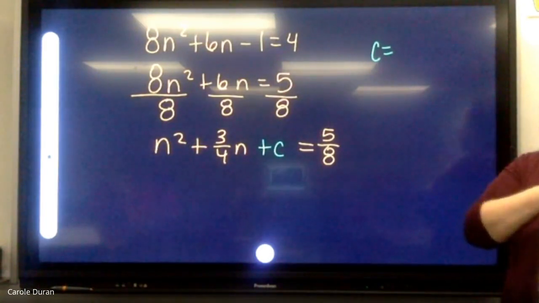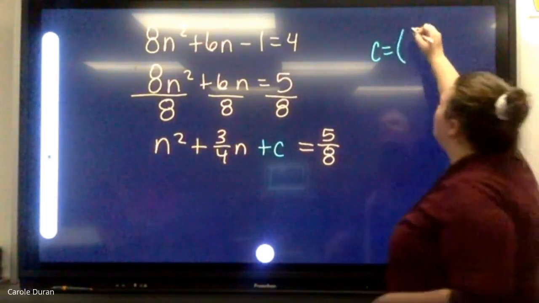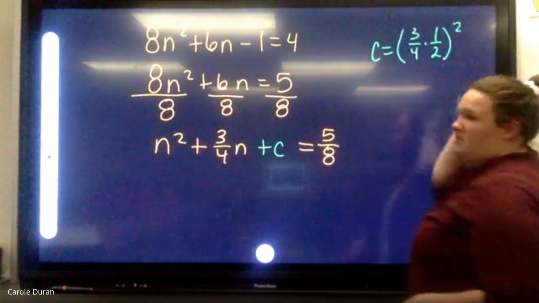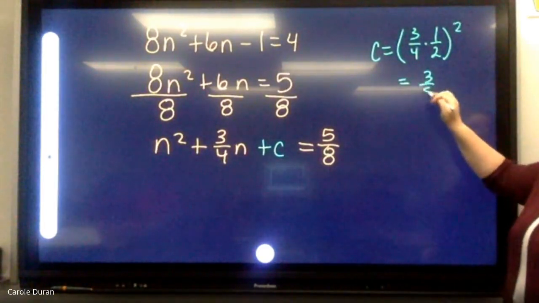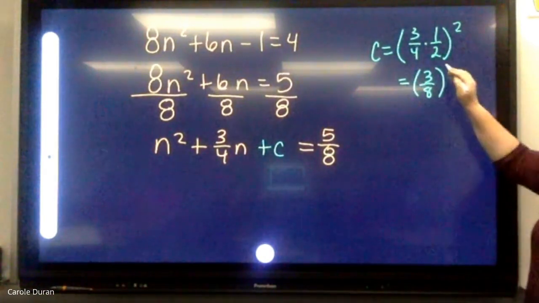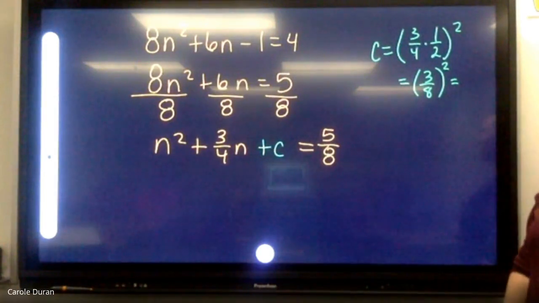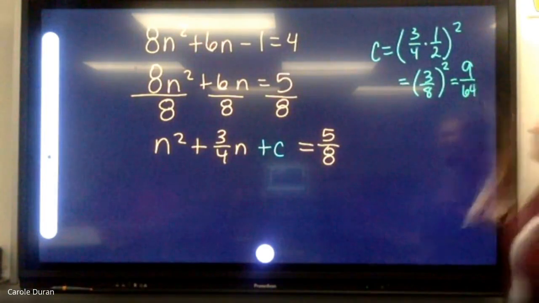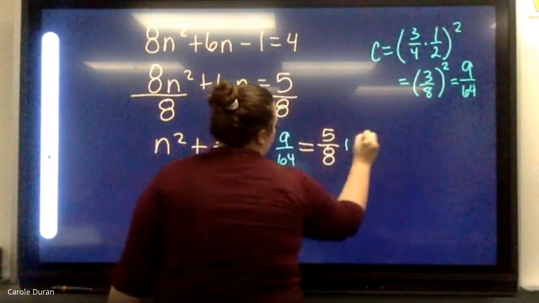What's the same as dividing by 2? Multiplying by 1/2. So we can just take 3 over 4 and multiply it by 1/2 and then square our answer. When I do that, I get 3 over 8 because we multiply straight across: 3 times 1 is 3, 4 times 2 is 8. And I square that, which leaves me with 9 over 64. So then I add 9 over 64 to both sides.